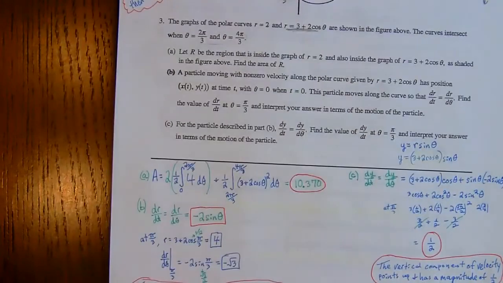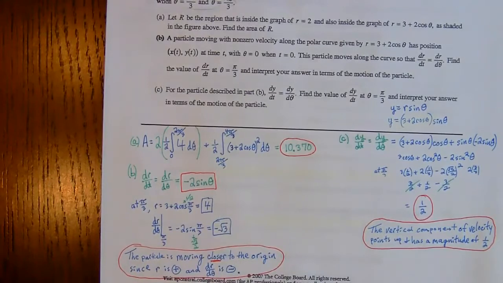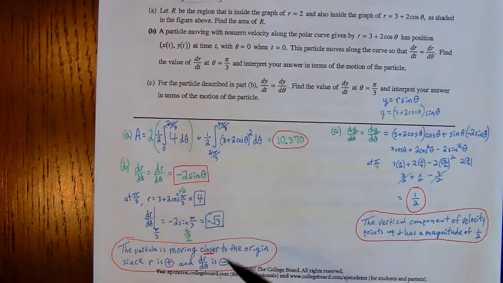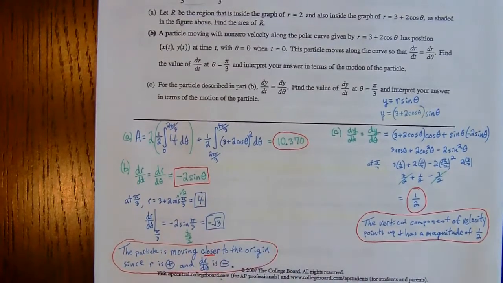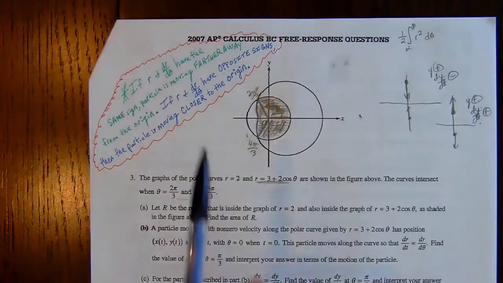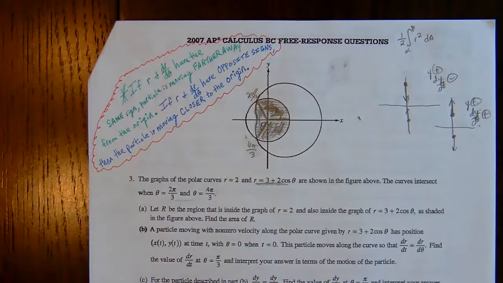And so when they asked me that, I already knew the dr/dθ was a negative number. Then I plugged π/3 into my original function to figure out what that r was equal to. And since r and dr/dθ are opposite signs, that means my particle is moving closer to that origin. I don't know if I have that in your blue packet or not. You might want to double check and maybe add that in your blue packet somewhere. I think that'd be beneficial.